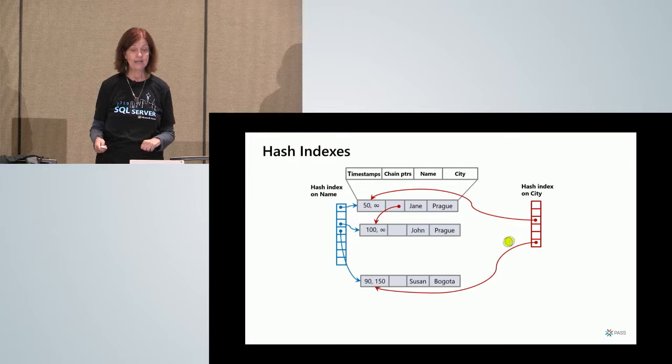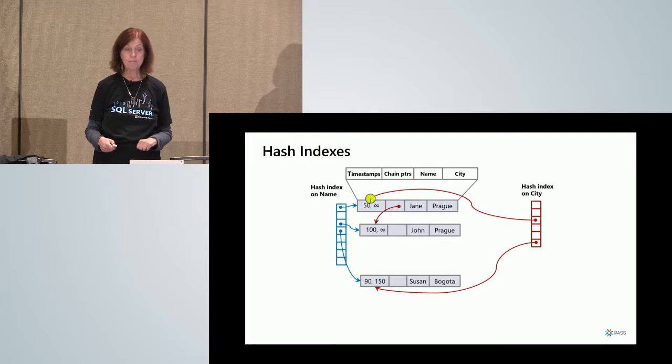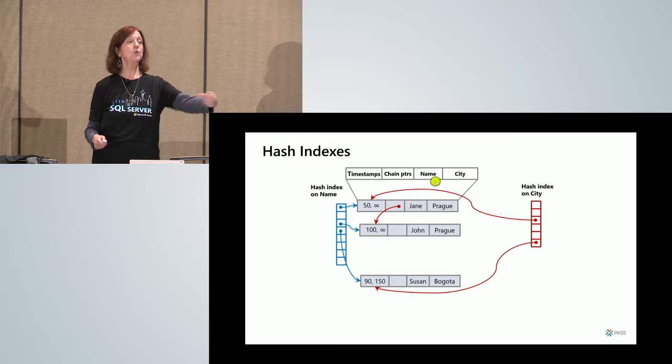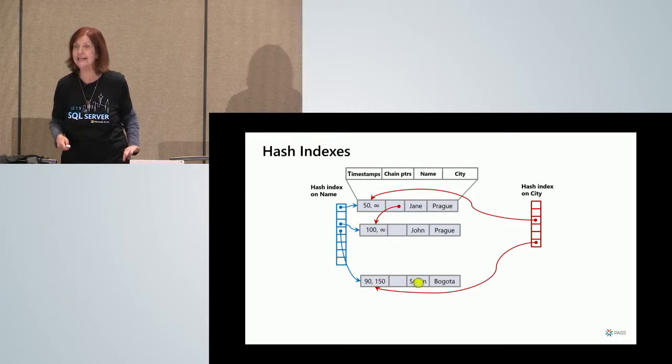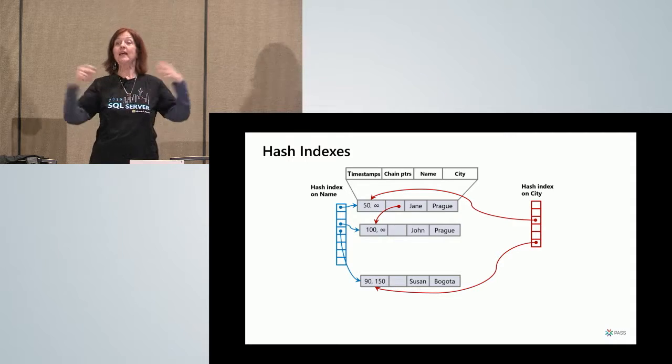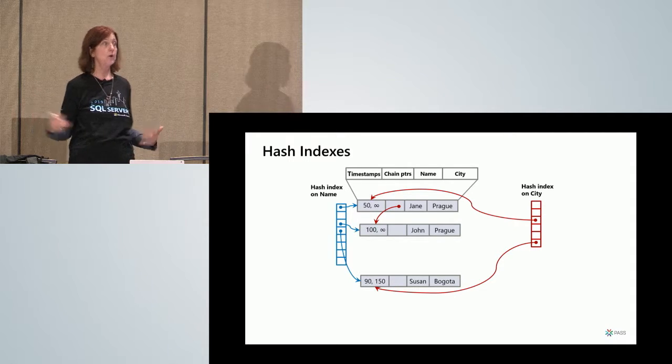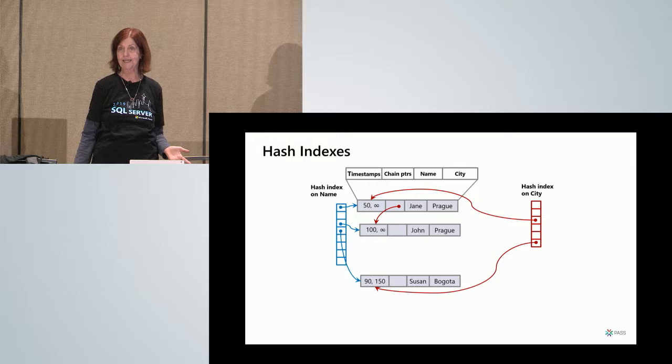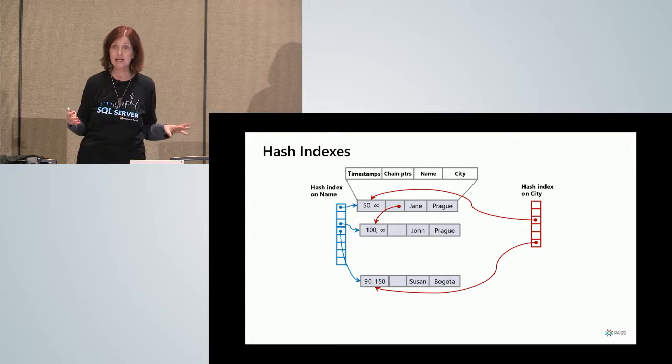I have another index on city. The third bucket points to Prague, but there's 2 rows for Prague, so they are linked together. Jane in Prague has a pointer to John in Prague. If there were multiple Janes, each Jane row would point to the next Jane row. Or if we updated the Jane row, there would be another version of the Jane row, and the multiple versions are linked together. There's just different timestamps.